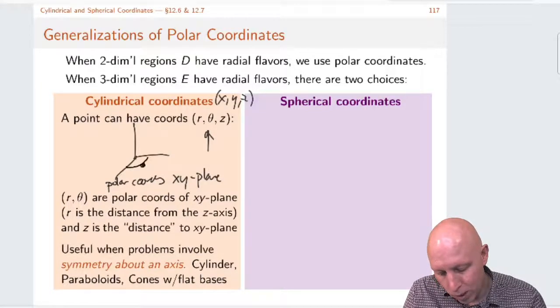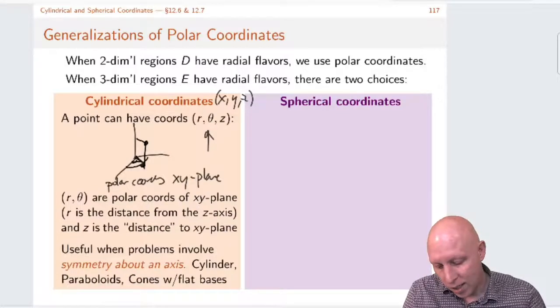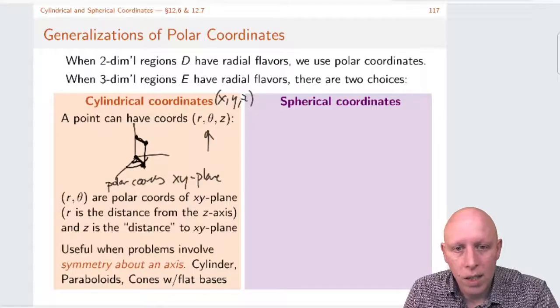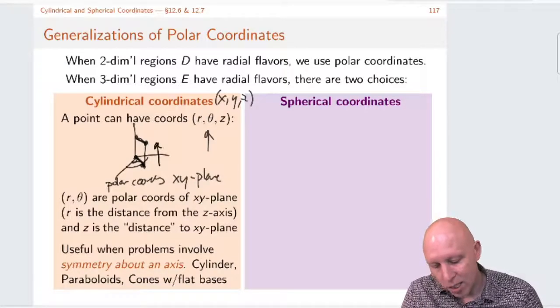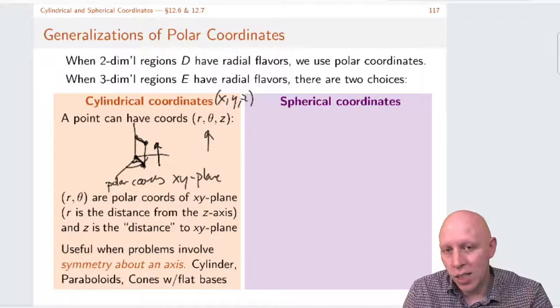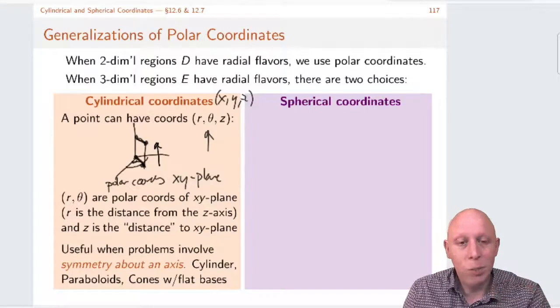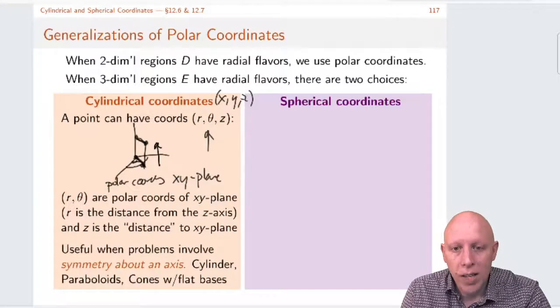So a point in space has some theta from the positive x-axis. It has some radial distance from the positive z-axis, and it has some height z in the z direction. So we can just think of this as taking two-dimensional polar coordinates for your point, and then tacking on whatever the z value is above that.